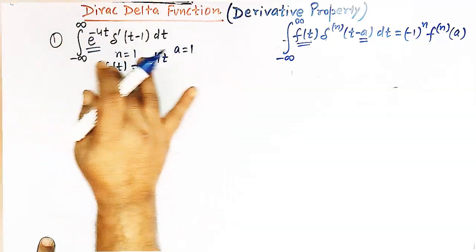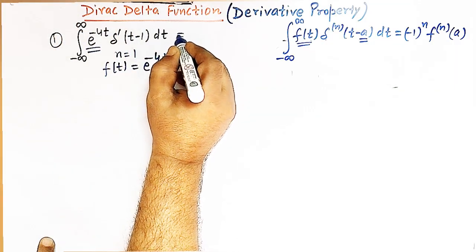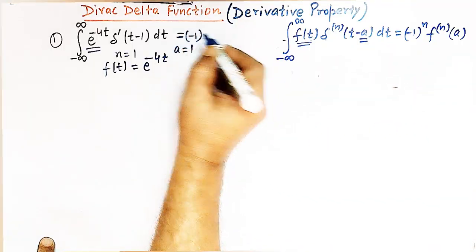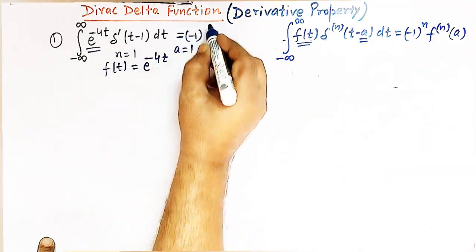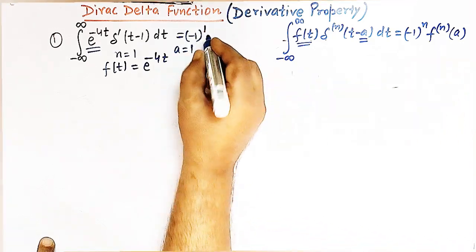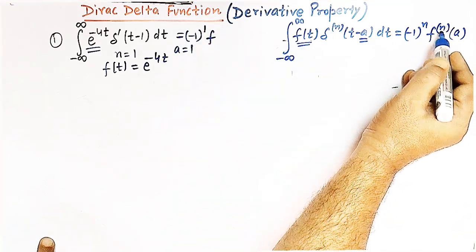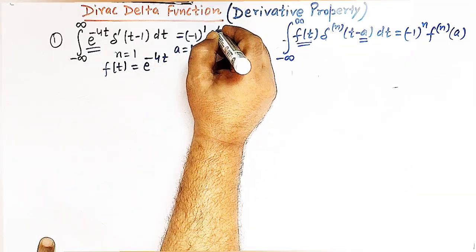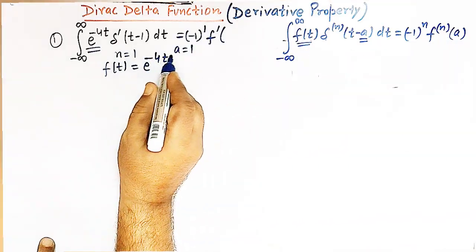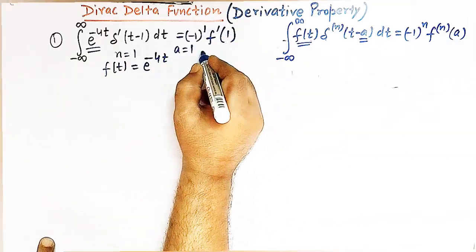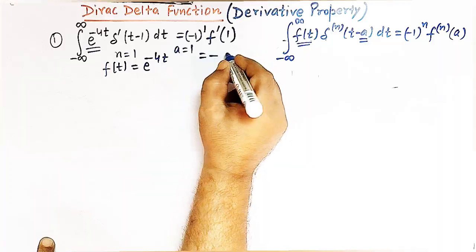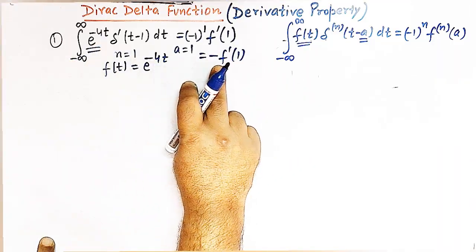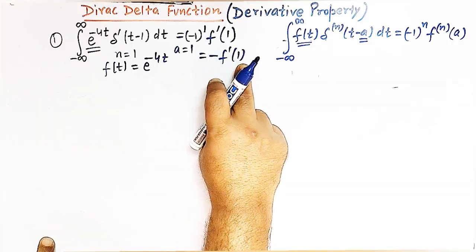So the value of this integral, according to this property, is minus 1 raised to n, and n is 1. Then we have f prime of a, that is f prime of 1. So this is equal to minus f prime of 1. So the value of this integral is the negative of f prime of 1.